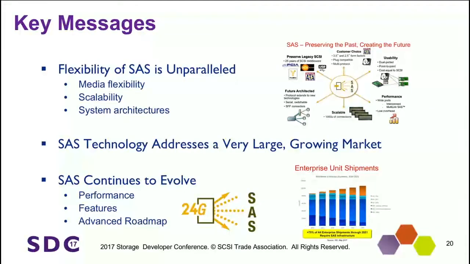So again, the key messages here are flexibility and scalability in the architectures. It's still going to be a very large, growing market. You're going to need to connect all those devices, and you're going to need more and more devices over time. It's not going to get smaller. You're going to need more and more devices to meet the demand of the data being generated. So with that, any questions?